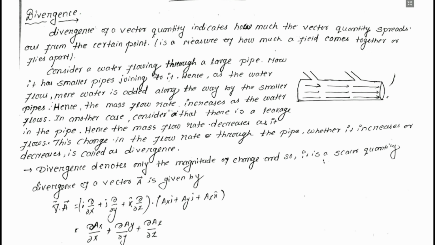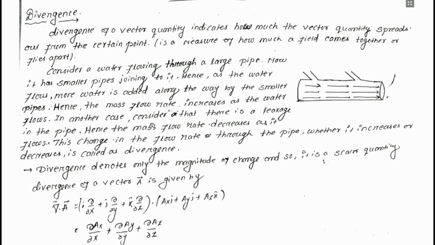Consider water flowing through a large pipe. Here is a pipe and water is flowing through this. Now it has smaller pipes joining it. It has two pipes joining it here. Hence, as the water flows, more water is added along the way by the smaller pipes. Hence, the mass flow rate increases as the water flows.